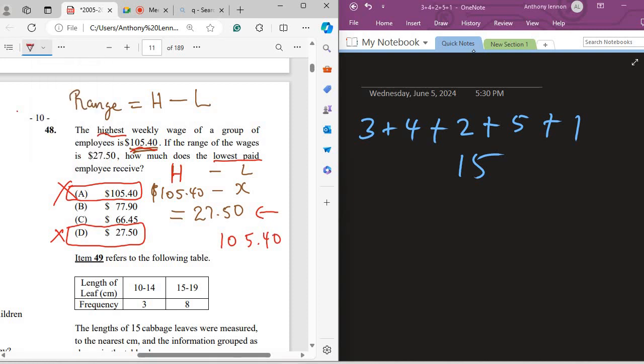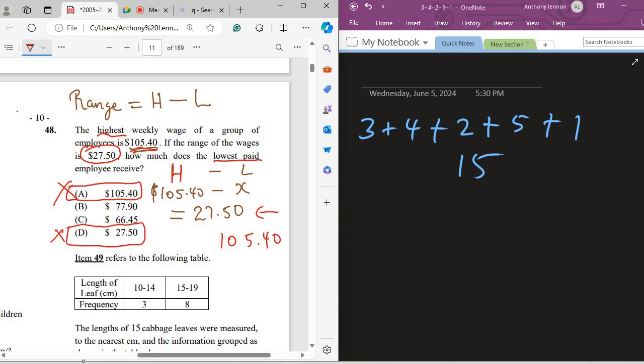So we have $105. And let's say we want to, what the easiest way to do is to subtract the range from the highest. Right? Subtract the range from the highest to get the lowest.